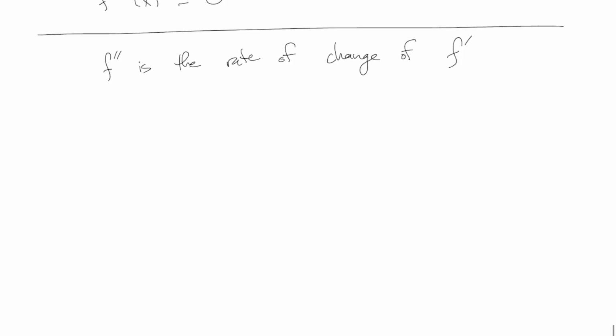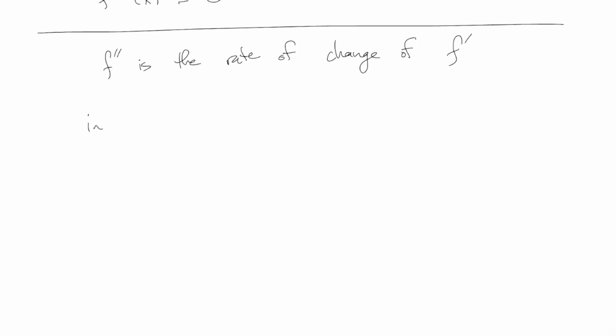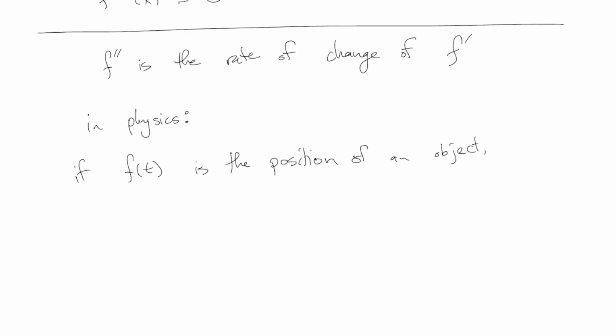For example, the classic example of this is in physics. If you're talking about the physics of motion, if you have a function f of t, where f of t is the position of a moving object over time. So at each time f of t tells you the position of something, then anybody recall what's the interpretation of f prime of t in that situation? This would be the rate of change, how fast the position of an object is changing.